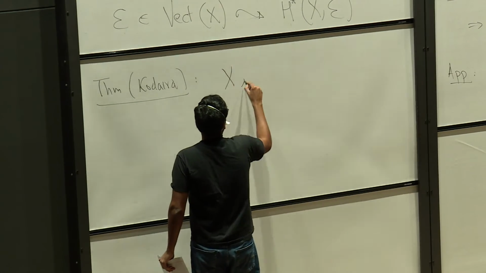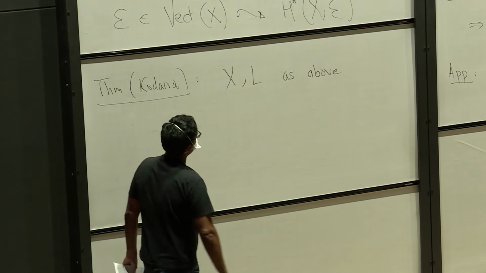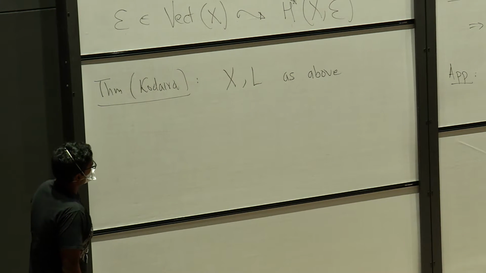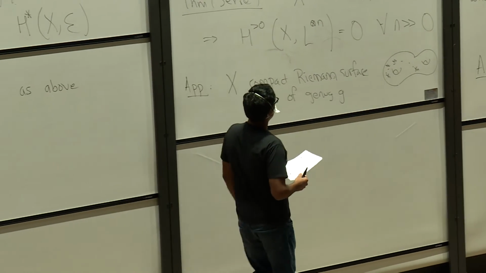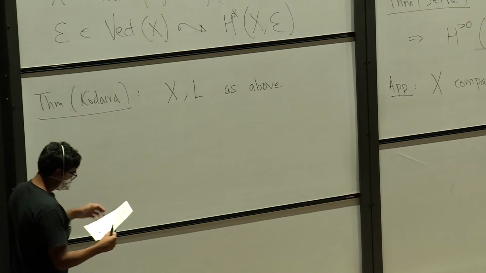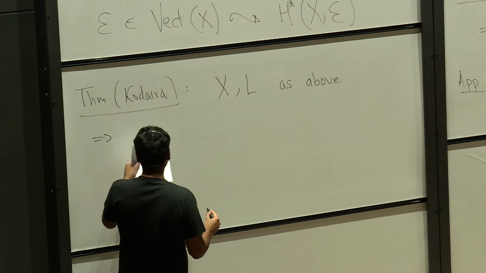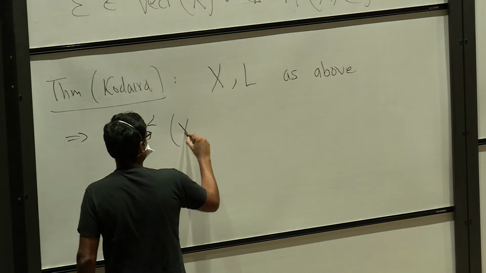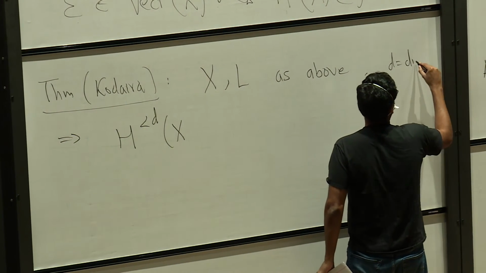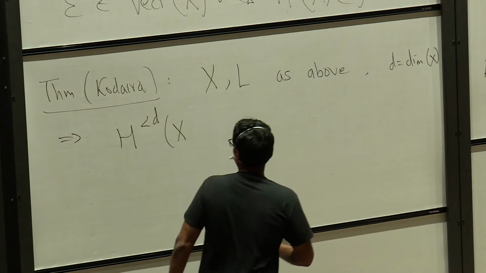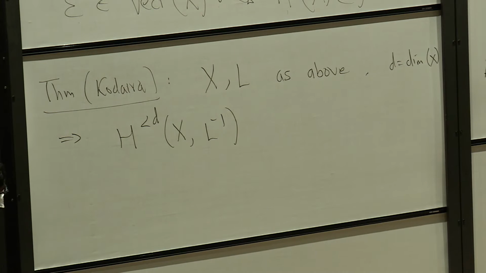So let me just say X and L are as above, meaning X is the projective variety, smooth, L is an ample line bundle. And instead of providing some asymptotic statement, like in Serre vanishing, it'll actually make a precise prediction. So it says that the cohomology H^i, for i less than d, where d is the dimension, of X with coefficients in the inverse of L, so the anti-tautological bundle, is 0.